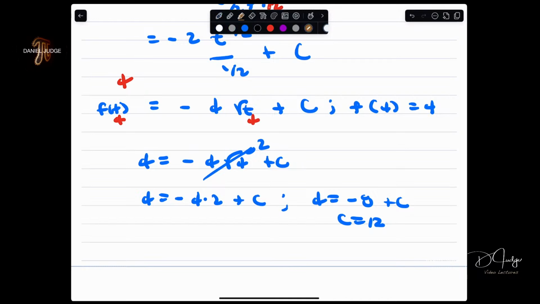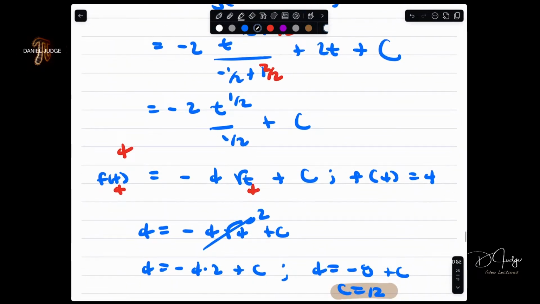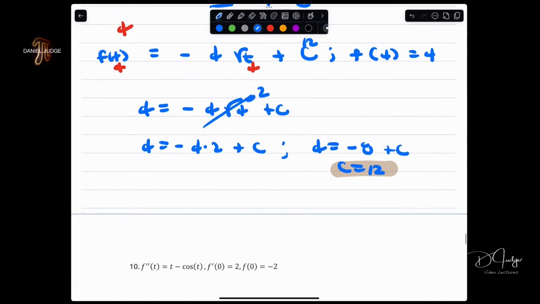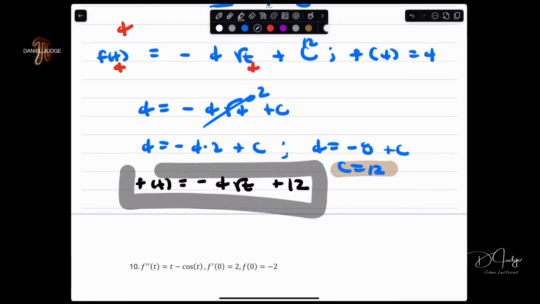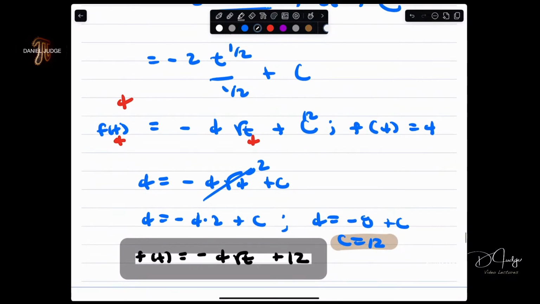So verify that, ladies and gentlemen. As you know, I'm not awake. I think it's 12. And that's going to be your final answer. This will be 12 right in here, right? Okay. So I'm going to write it here. f of t will be negative 4 square root of t plus 12. There we go. There's your function. There's your solution to the differential equation here. So, all right, we're on our way.